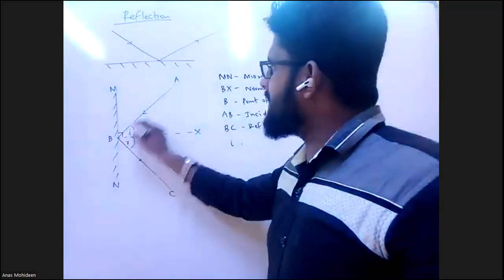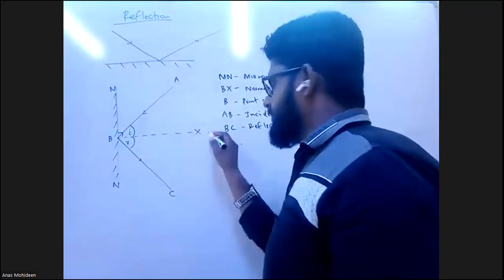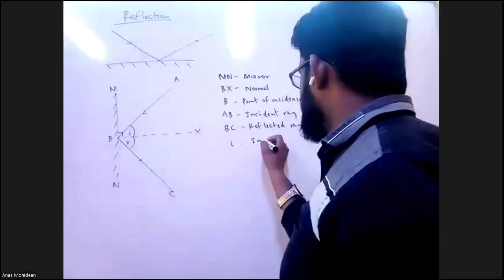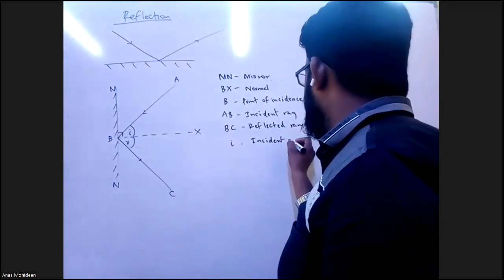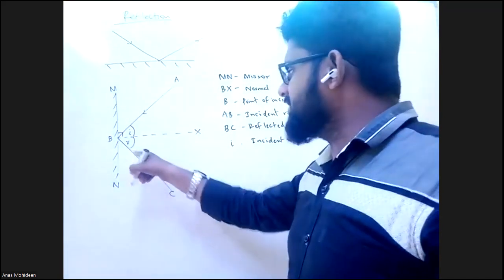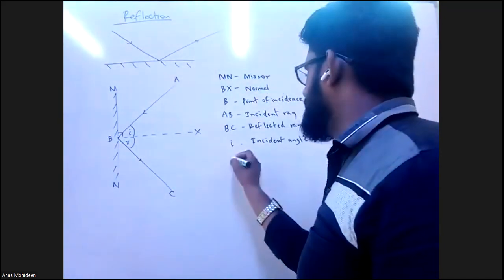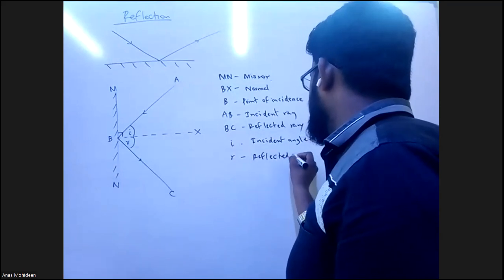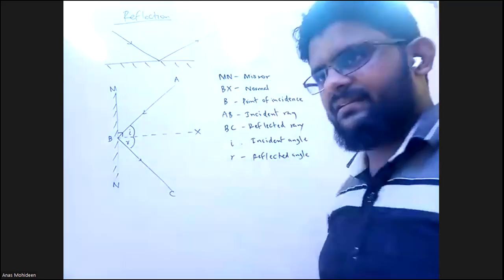And I is the angle between the incident ray and the normal. So we name it as the incident angle. And R is the angle between the reflected ray and the normal. So R we name as the angle of reflection, the reflected angle. Okay.